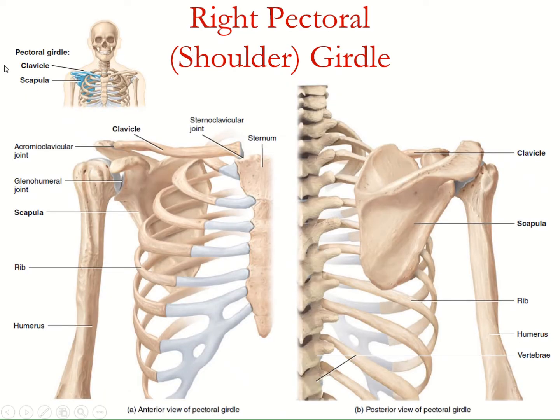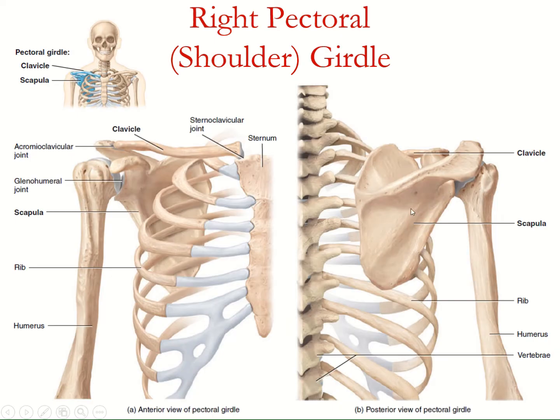So here's your pectoral girdle, colored in blue: the clavicle and your scapula. This is an anterior view, this is a posterior view. In the anterior view, you would be able to appreciate your clavicle articulating with your sternum, making the sternoclavicular joint, and articulating with the acromion of your scapula, making the acromioclavicular joint over here. So this is your scapula and your clavicle.